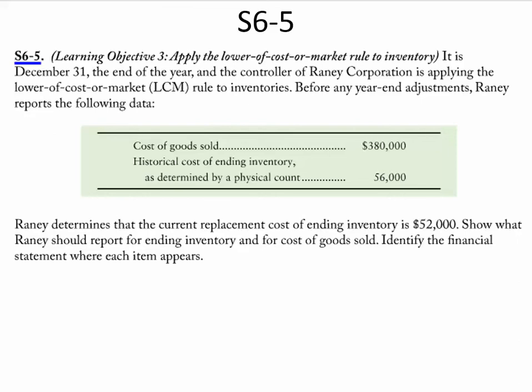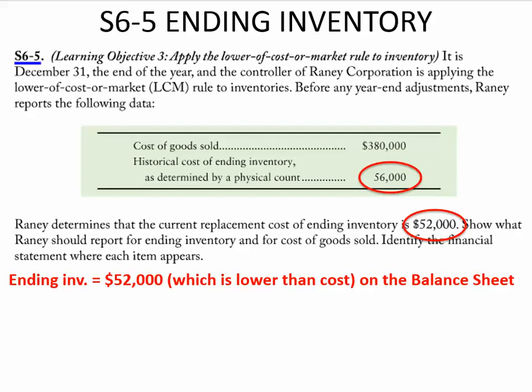Okay, this one is not bad. This is a quick exercise. First of all, we're going to compare the historical cost of inventory, which is $56,000, with the current replacement cost, or the market value, $52,000. So ending inventory is going to be valued at $52,000 because the $52,000 replacement cost or market value is less than its cost, and we're going with the lower of cost or market. And ending inventory is an asset, and it appears on the balance sheet. So that's how we would report ending inventory.